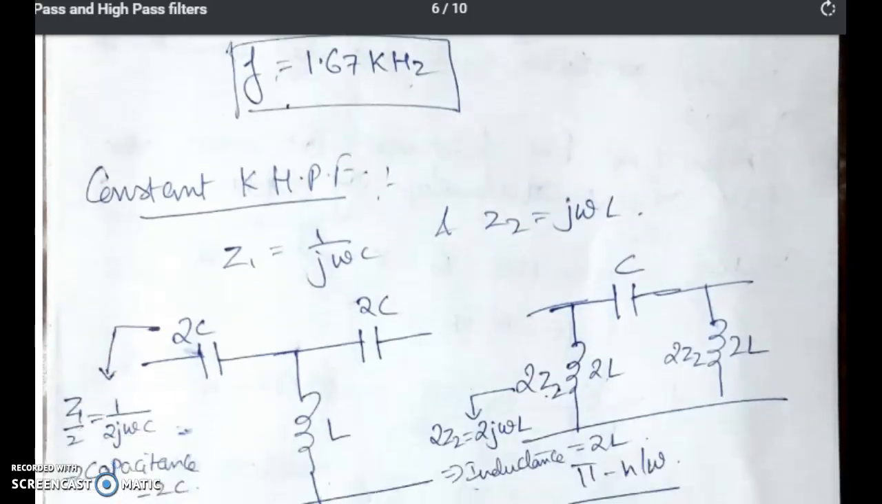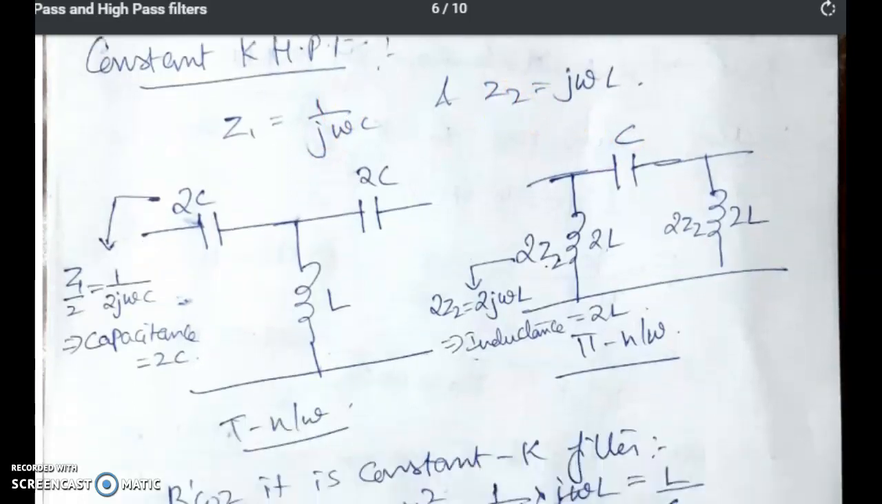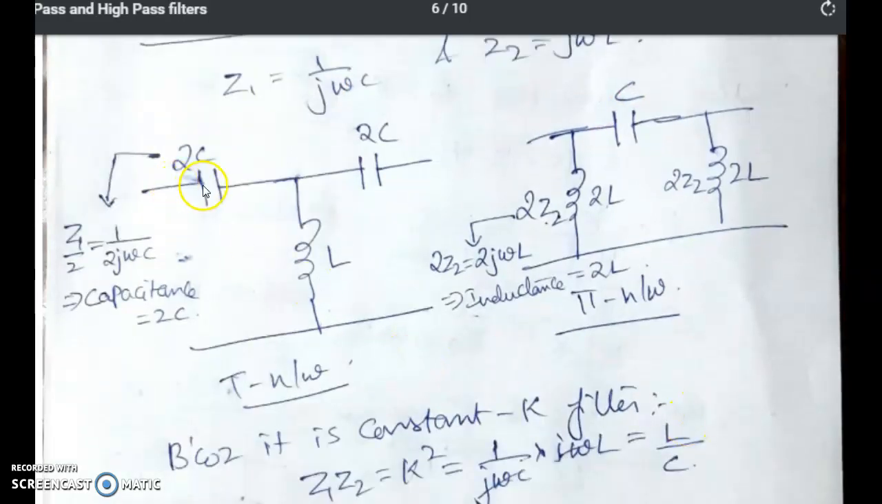So next we will design the constant K high pass filter. In the case of high pass filter, the series element will be capacitor and shunt will be inductor. So Z1 is equal to 1 upon j omega C and Z2 is equal to j omega L. For the T network, we say that this value is equal to Z1 by 2. So we are writing it as Z1 upon 2 is equal to 1 upon 2 j omega C. That means capacitance is equal to 2C. So now this capacitance will be 2C and inductance is equal to L.